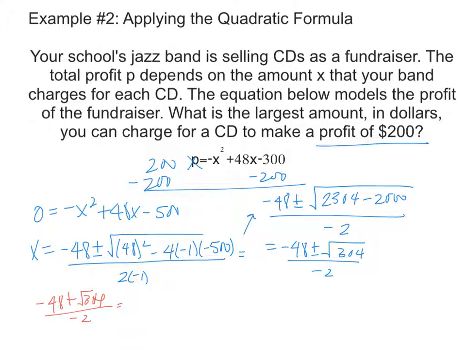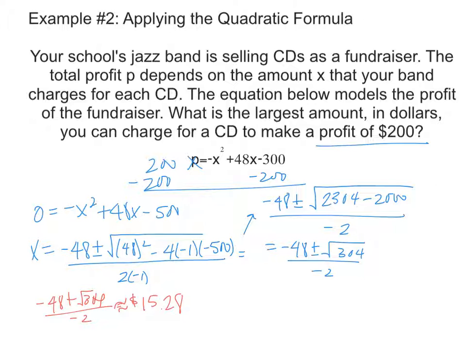So in your calculator, first find out what the square root of 304 is. I get about 17.4355, all that kind of stuff. And then add that to negative 48. And then divide that by negative 2. And I get about $15.28.